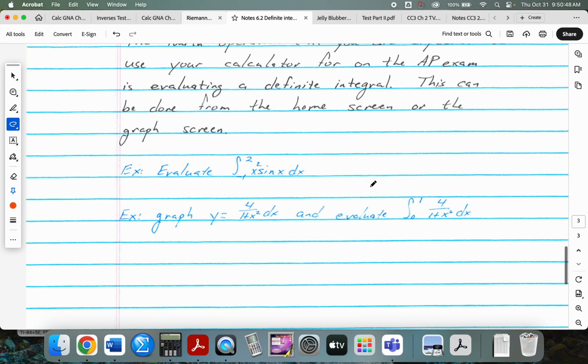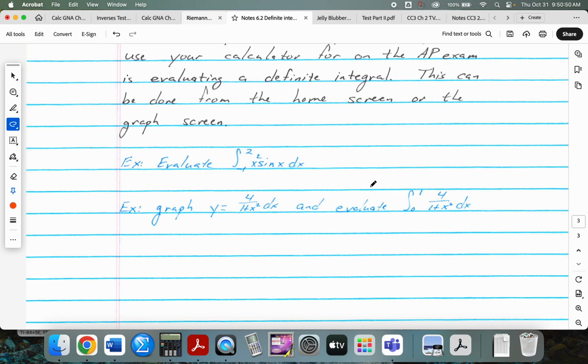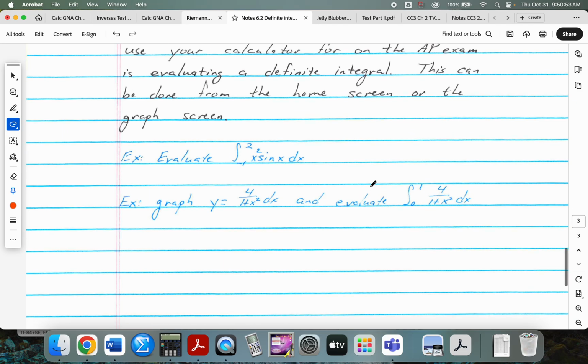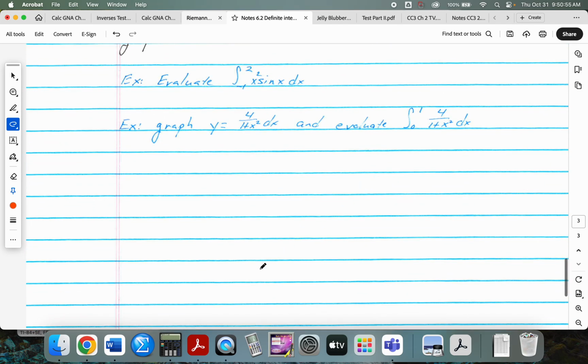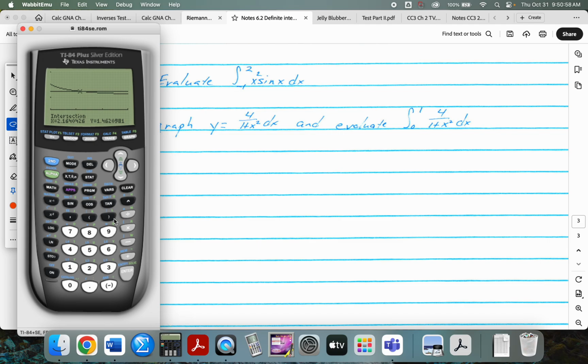So you can do this two different places. You can do it on the graph screen, or you can do it from the home screen, and I'll show you both. So if you're doing it from the home screen, if you go into the math menu, and remember the numeric derivative was 8 on that list. Number 9 is the definite integral.